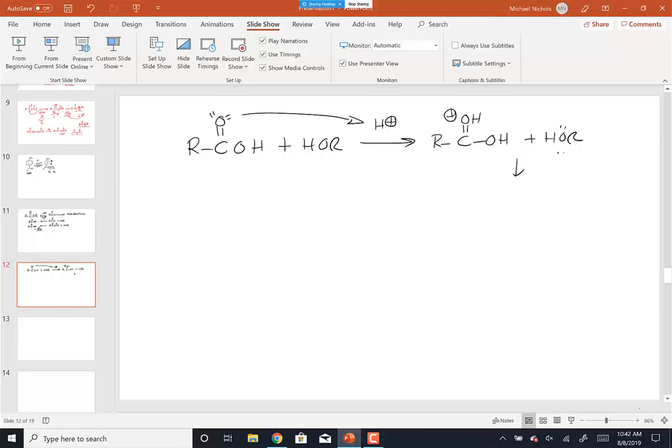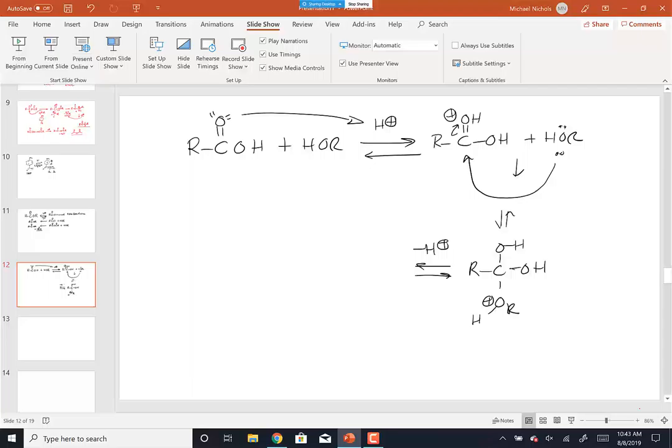Alcohol is going to attack the carbonyl. These are all equilibrium reactions. Okay. Next. I'm going to lose the H plus.